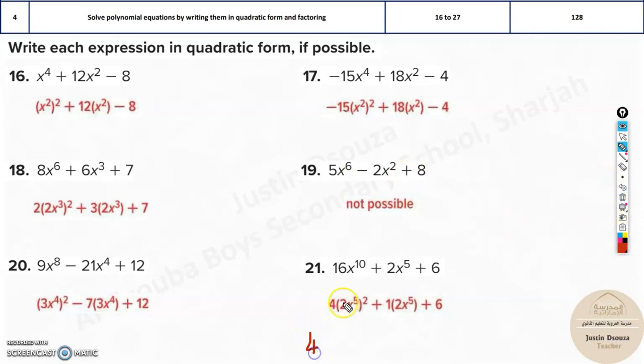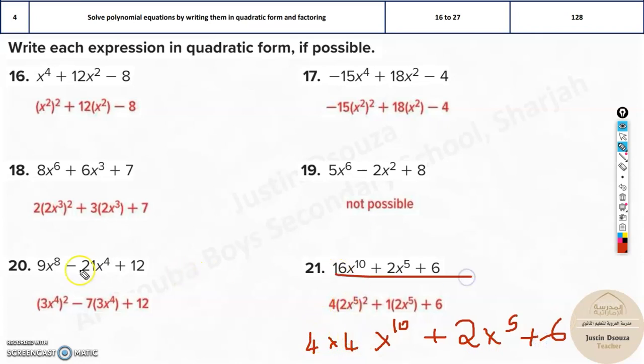Now, what about this? Let's write 4 outside. 2 squared is again 4 into 4. And x to the power 5 and 2, it will be 10. Plus 1 times 2 is 2. X to the power 5 plus 6. Now, when we simplify, this will be 16. Yes, that's the question. Now, over here, 3 squared is 9. X to the power 4 times 2 is 8. Minus 7 times 3 is 21. X power 4 plus 12. Yes, that's the same as the question.